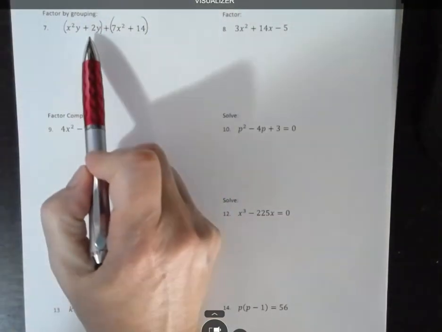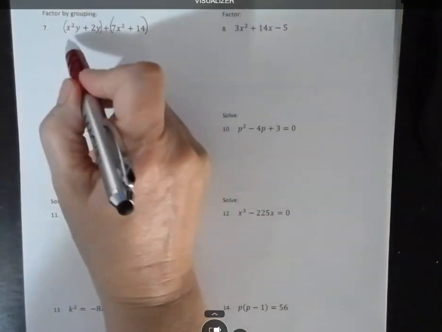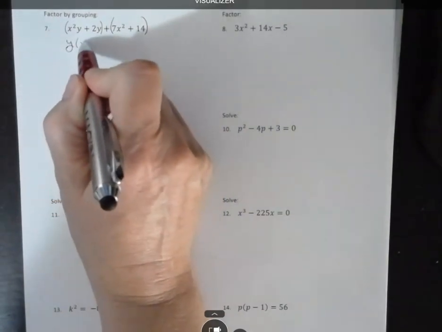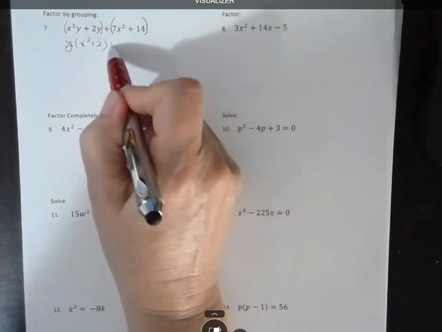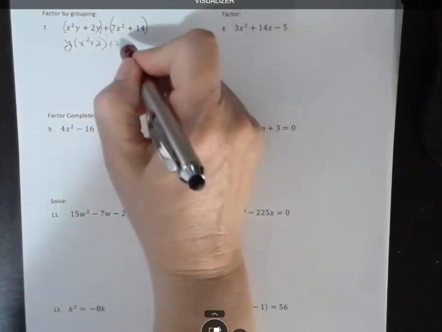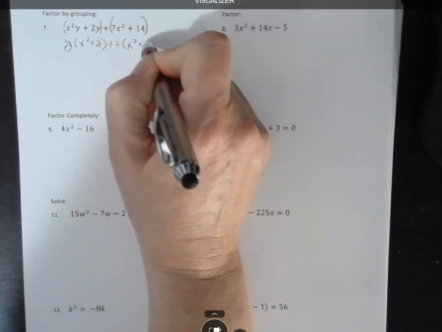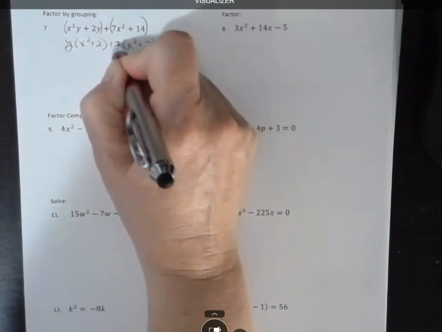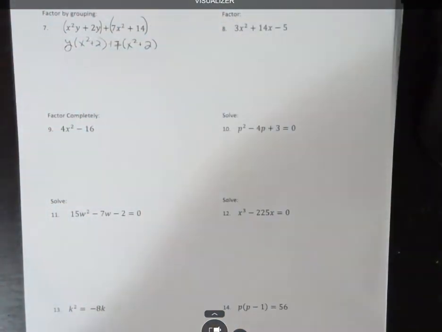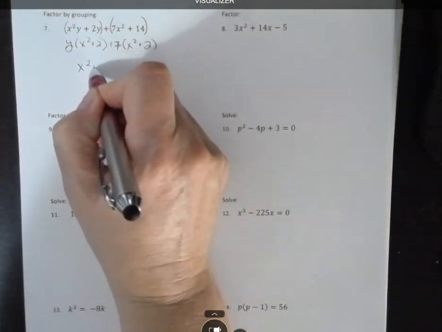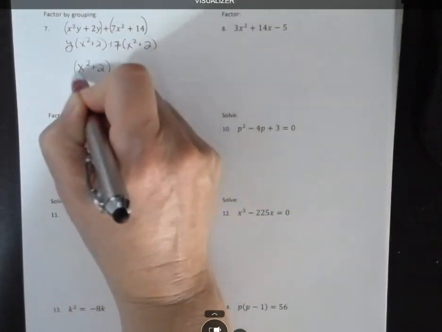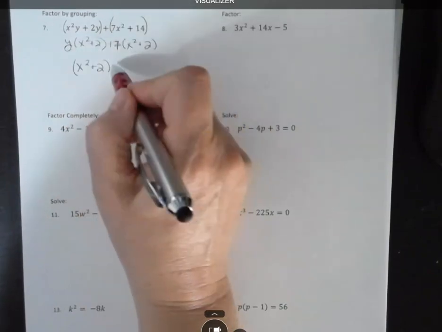Then you look at these as groups. What I have in common here, I can take out the y, and I'm left with x squared plus 2. What do I have in common here? I can take out the 7, and I'm left with x squared plus 2. Remember, taking out means dividing, so you're dividing each of these terms by 7, or each of those by y. And now you can see that the binomials match, x squared plus 2, so I can take that out, x squared plus 2, and then I have y plus 7 remaining.